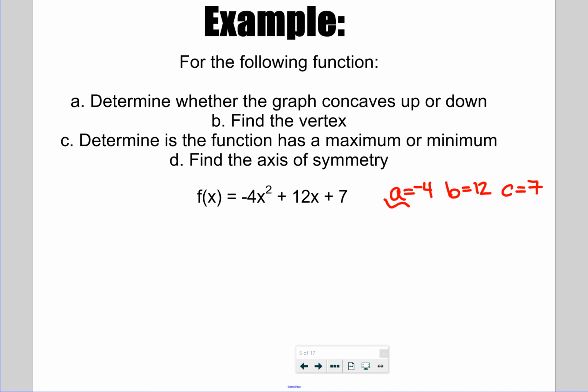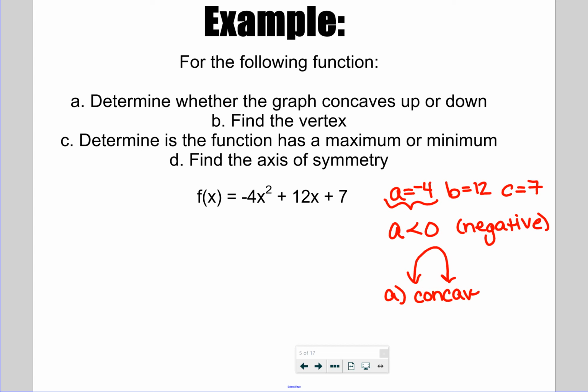From the A value alone, we can answer some of these questions. If A is less than 0, or remember that just means negative, you can hopefully imagine in your head that our parabola is going to look something like this. From that picture alone, we could say that part A, it concaves down. And then part C, we could see that the vertex will be at the top. So we say that there is a maximum point on the graph.